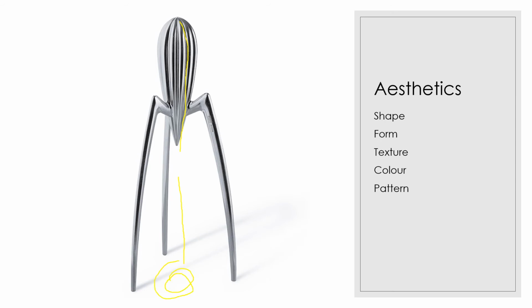Now, generally it doesn't work that well. However, it's a statement piece. It's something that looks very dramatic.